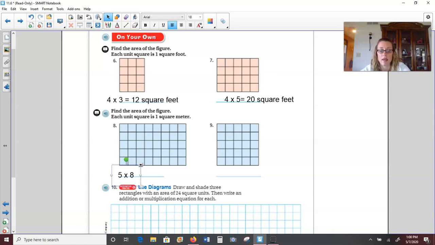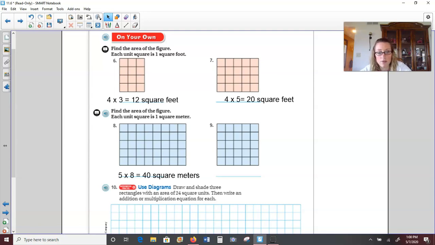I got 8. So Lucas H, what is 5 times 8? It equals 40. And our label, square meters. Okay, how about over onto number 9?